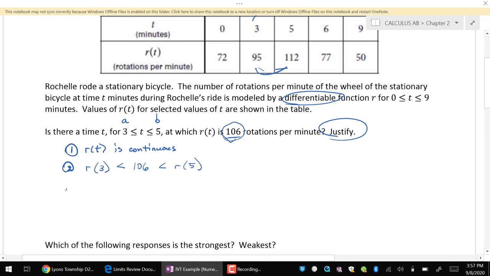So therefore, by the Intermediate Value Theorem, there exists a time on the interval 3 to 5 when r of t was 106 rotations per minute.